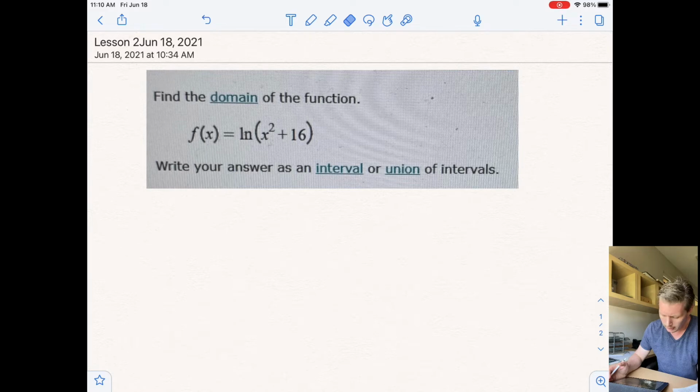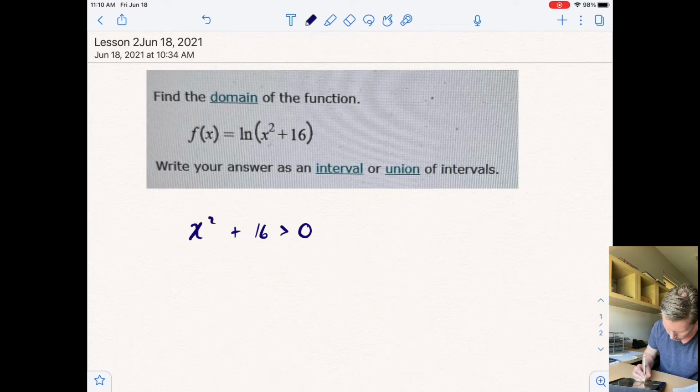Okay, when we have logarithms, what we need to remember is that the argument of the logarithm, that's the bit inside the parentheses, in this case x squared plus 16, must always be positive in order for this to be defined. So x squared plus 16 must be greater than 0. That's my condition, if you like.